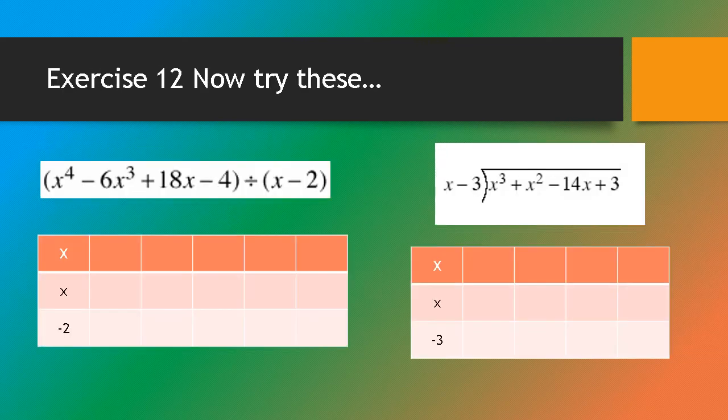Alright, time to try some. So on the next page of your packet there are 4 division problems. This is exercise 12. Pause the video and try them, and then come back, and you will be able to check your answer. If you fast forward to the end of the video, you'll see the 4 solutions to these 4 problems. But if you'd like a detailed explanation, continue to watch through the end of the video.